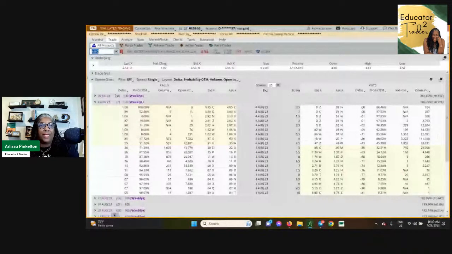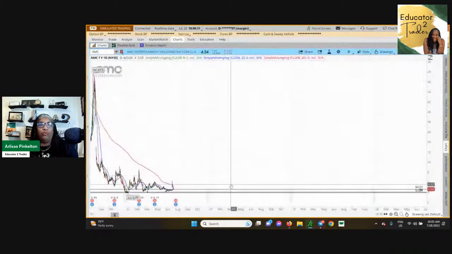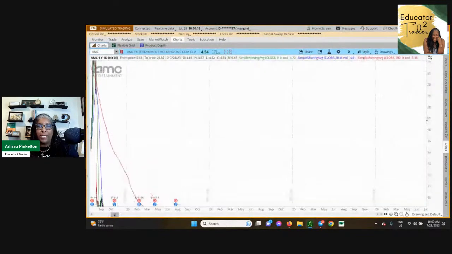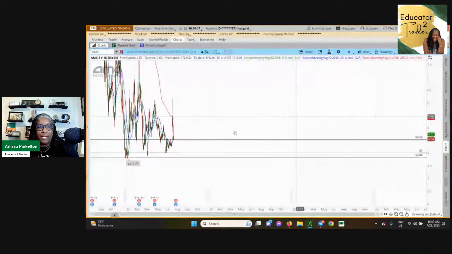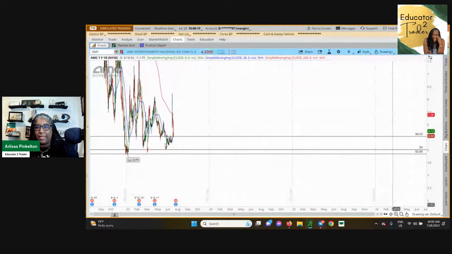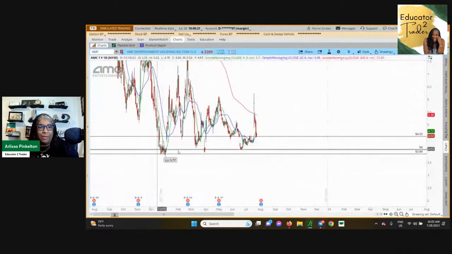AMC. AMC is one I've utilized over and over, because AMC really seems to like being in the $4 range. If you look at AMC, $4 has been a constant support for them. It stayed above $4. So a lot of times I'll just do a $4 strike.